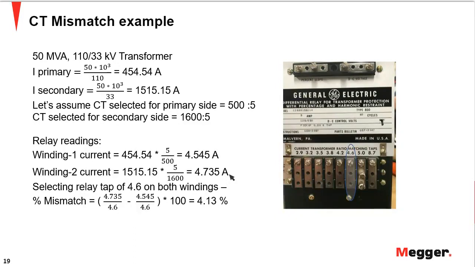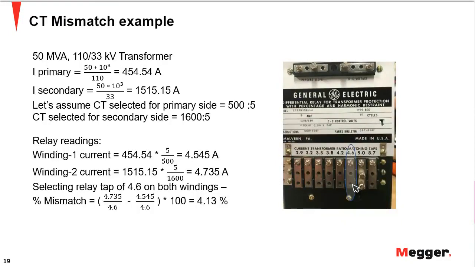So clearly there is a mismatch of currents from both the windings, that is on the secondary, that is coming onto the relay terminals. So you have something called a tap selection that you could do, wherein you would choose a tap which is close to what those winding currents are. So in this particular case, you can see that the tap that is close to these is 4.6 for winding 1 and winding 2.